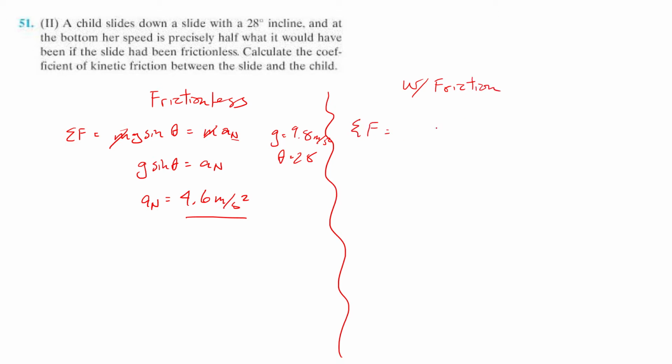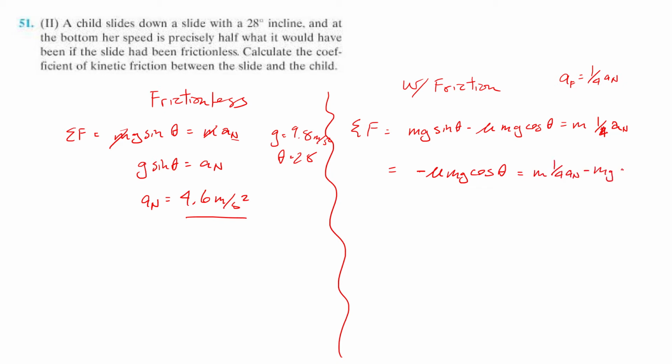With friction, the sum of forces is equal to the component of gravity down, mg sine theta, minus the friction, which is the friction coefficient times mg cosine theta, is equal to m times 1/4 AN. Why do I keep writing 1/4 a? Because if you remember, a with friction is equal to 1/4 of the acceleration without friction. So here we go. Let's start solving. That means that negative the coefficient times mg cosine theta is equal to m times 1/4 AN minus mg sine theta.